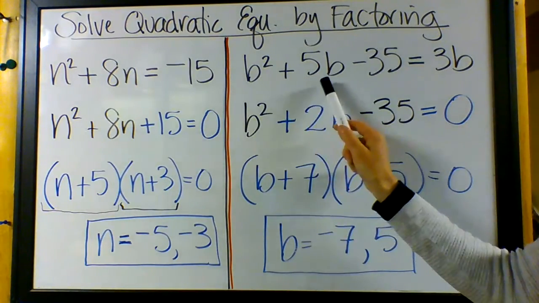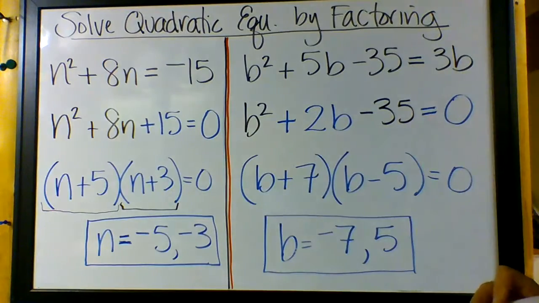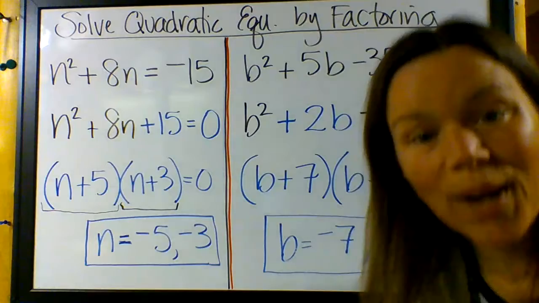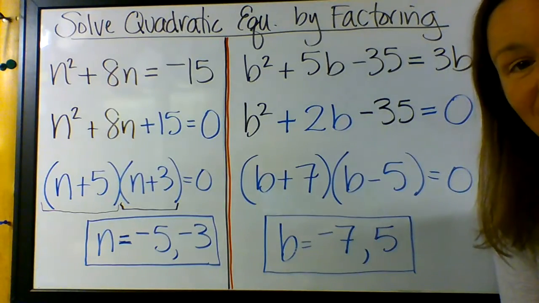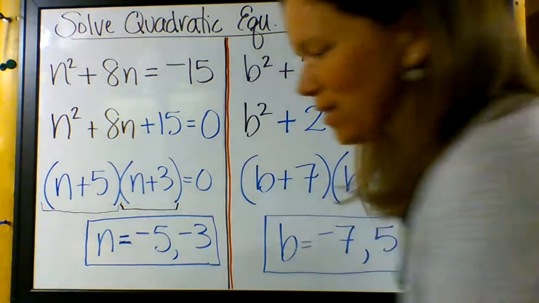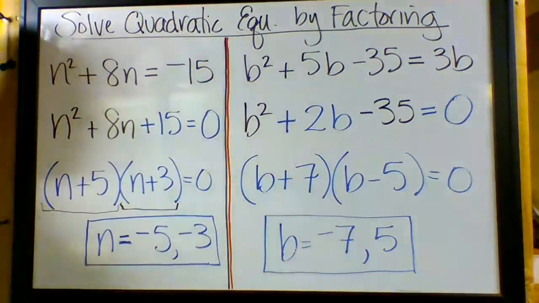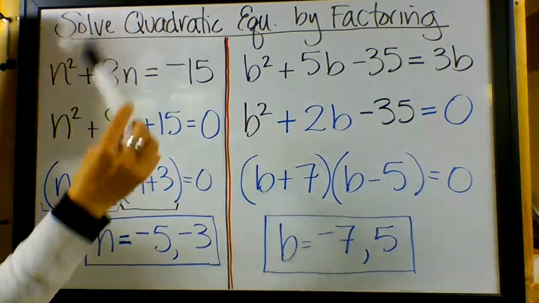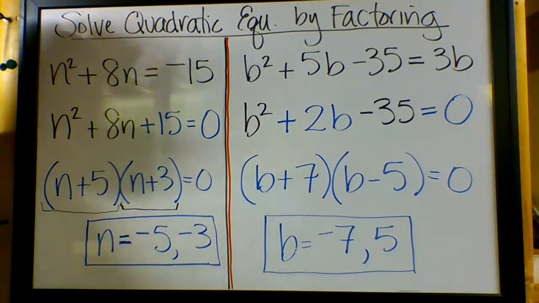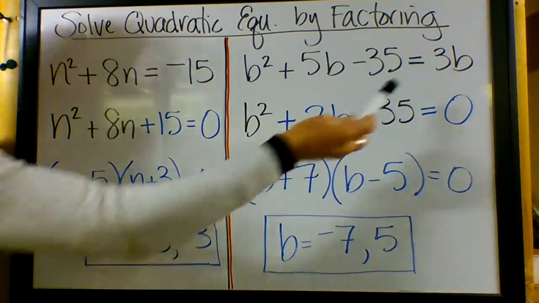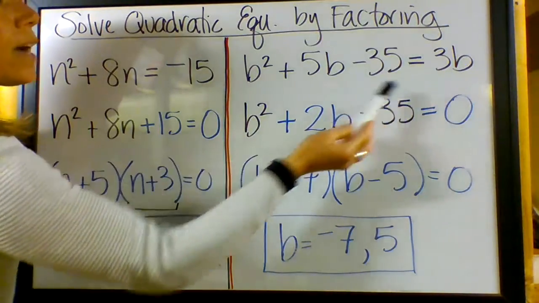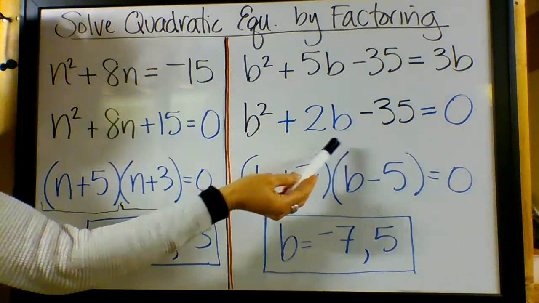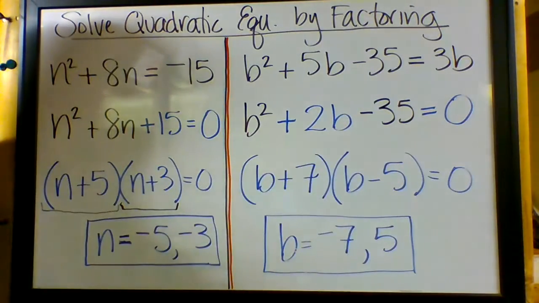b squared plus 5b minus 35 equals 3b. I need to notice right away that this does not equal 0. Okay, let me switch sides here. This is not an equation that equals 0. So I needed to move everything to the left. This is the key. Move everything to the left. So subtract 3b from both sides, and I get b squared plus 2b minus 35 equals 0.